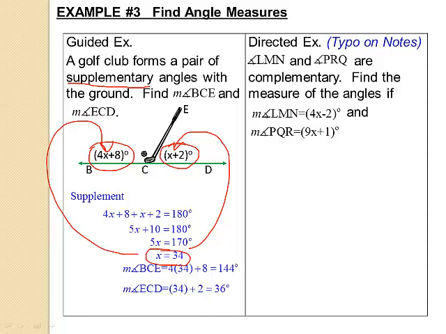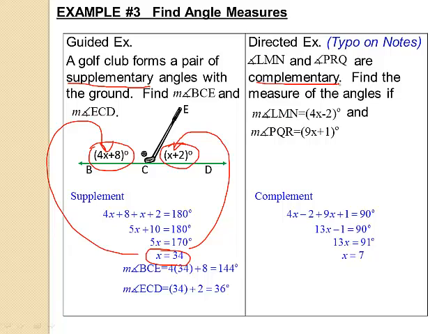Okay, so directed example, angle LMN and angle PQR are complementary. Find the measure of the angles if we know that angle LMN is 4x minus 2, and the measure of angle PQR is 9x plus 1. They tell us they're complementary in the directions, so since they're complementary, you add them together and set them equal to 90 degrees. Collect your like terms, solve it algebraically, and you should get x is equal to 7.